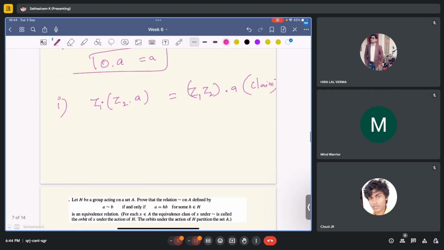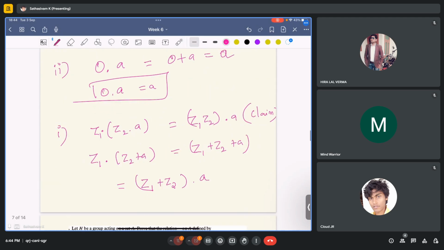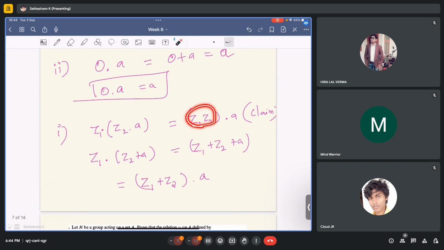So let's try to prove it. What is this? Let's do this one. This is Z1 acting on Z2 plus A. But this is nothing but Z1 plus Z2 plus A. So I can write it as Z1 plus Z2 acting on A.